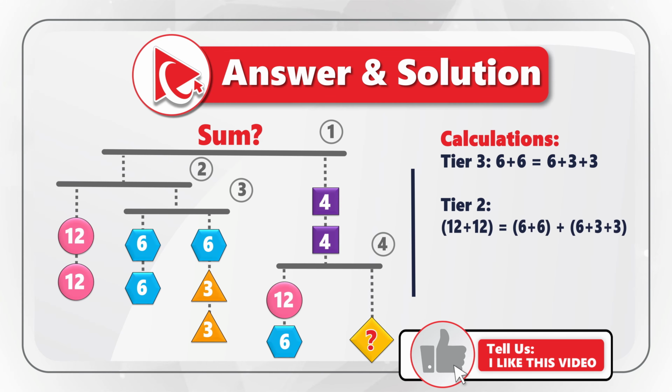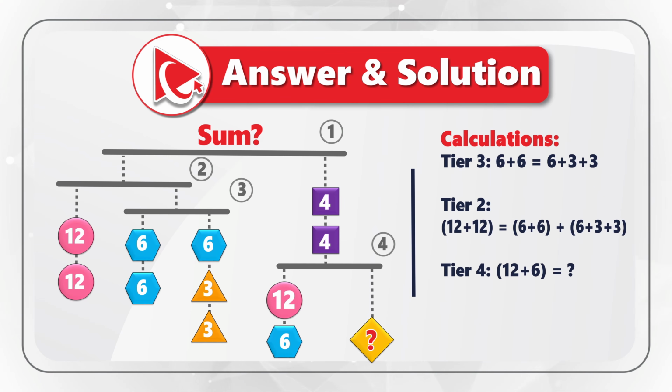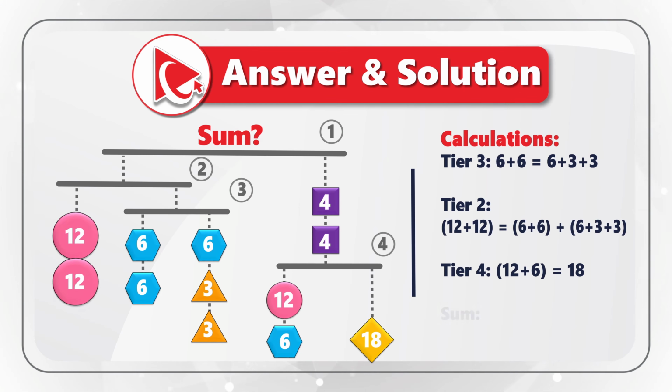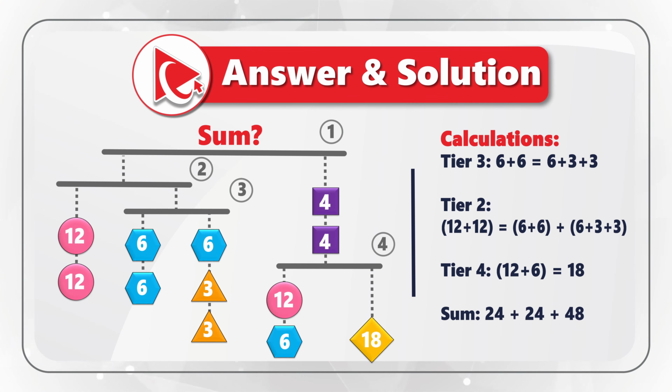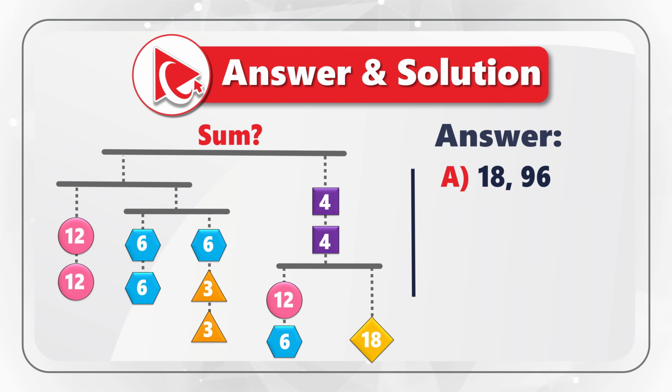Now, knowing this logic, we can calculate the missing value on tier 4. Because tier 4 needs to remain in balance, the value of 12 plus 6 should be equal to the missing value, which means that the missing value is 18. And the total sum will be calculated as the sum of all the numbers. The sum of tier 2 and tier 3 would be 24 plus 24, plus 48 on the right side of tier 1, which would equal 96. So the correct answer here is choice A, 18 and 96.